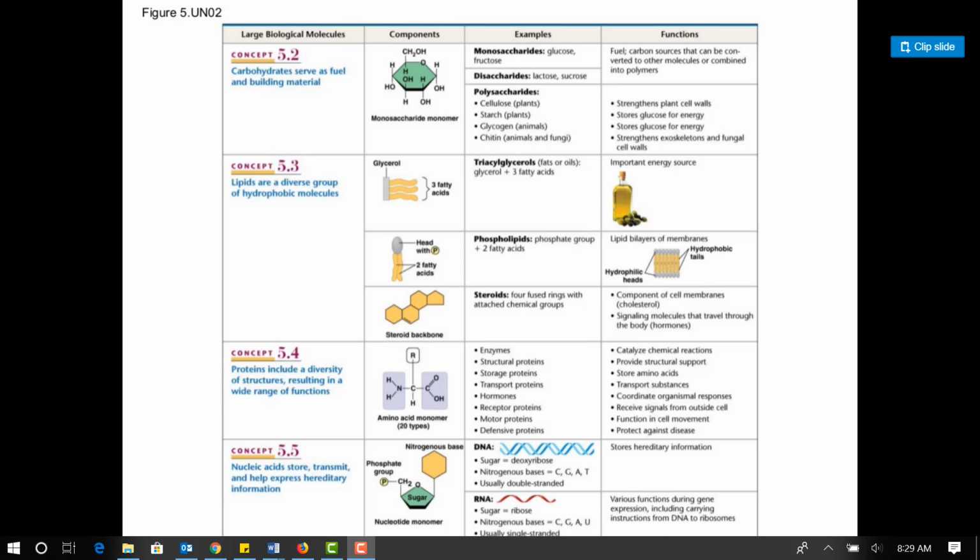And these have a glycerol backbone attached to two or more fatty acids. Okay? So lipid polymer, fats, are made up from a glycerol backbone attached to two or more fatty acids.